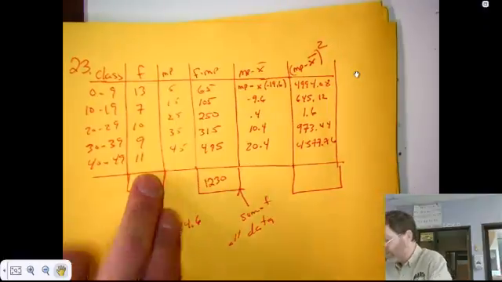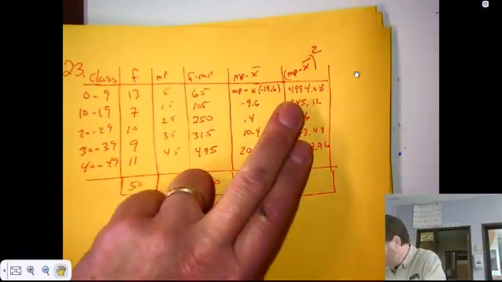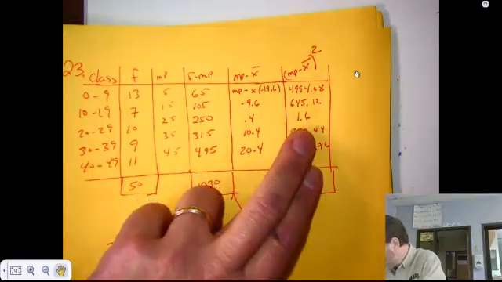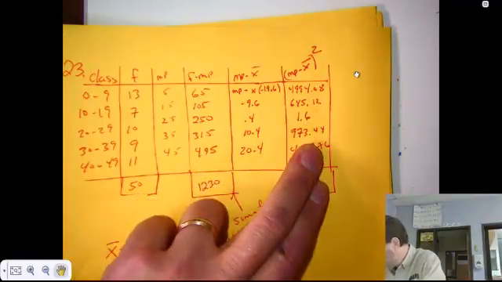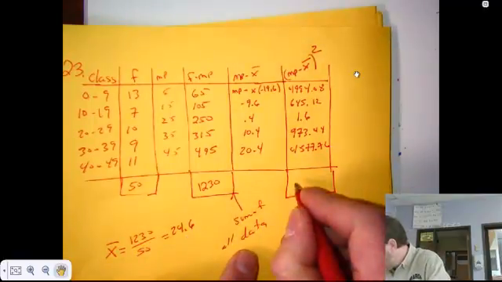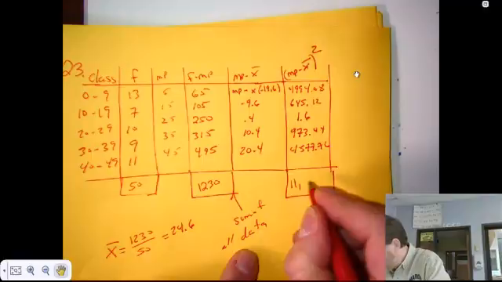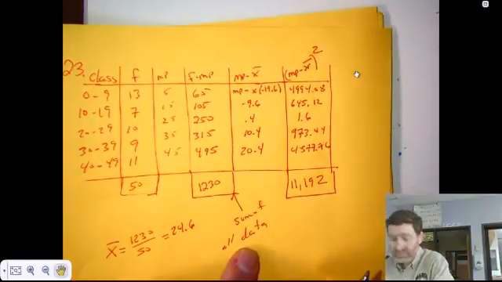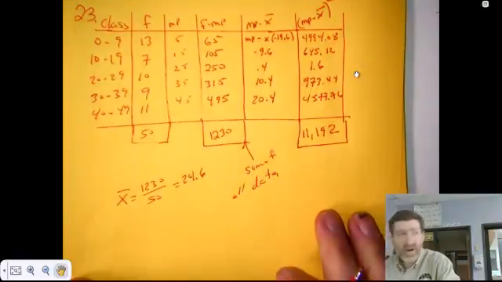Add those numbers up: 4994.08, 645.12, 1.6, 973.44, 4577.76, and I get a total of 11,192. That look right? Yeah. Now, find the variance.